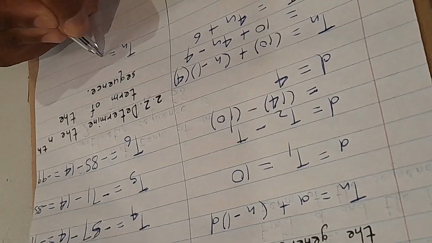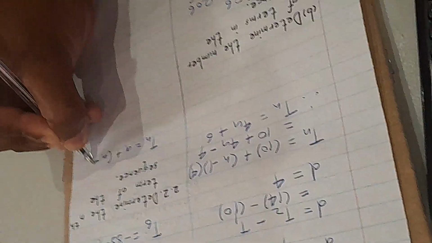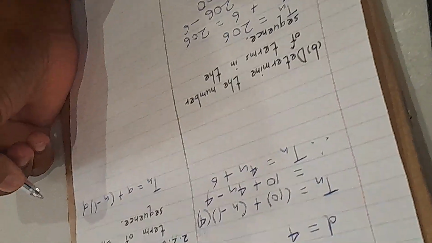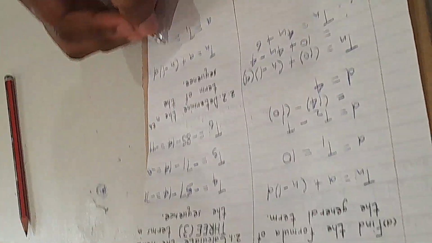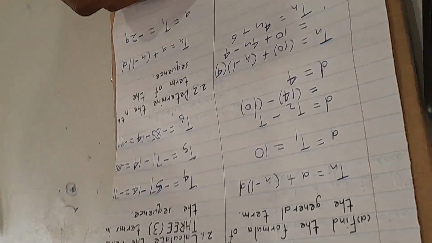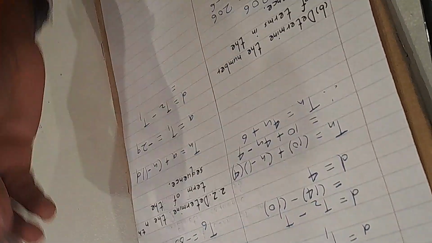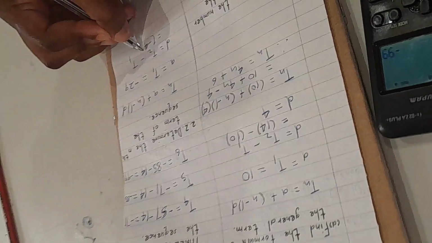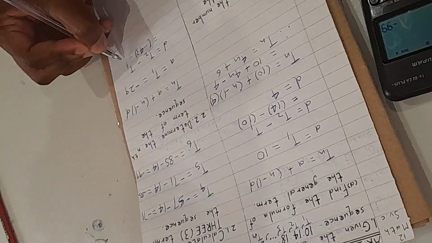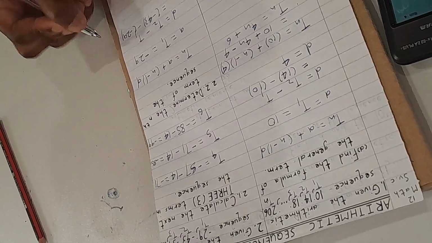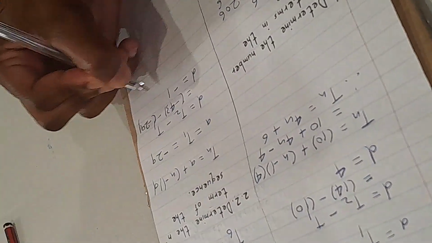2.2 states determine the nth term of the sequence. So you know the formula for the nth term: Tn is equal to a plus n minus 1 d. A is T1, which is negative 29. D is T2 minus T1. T2 is negative 43 minus T1, which is negative 29. So D is negative 14.